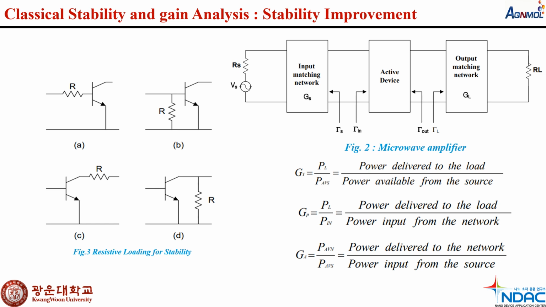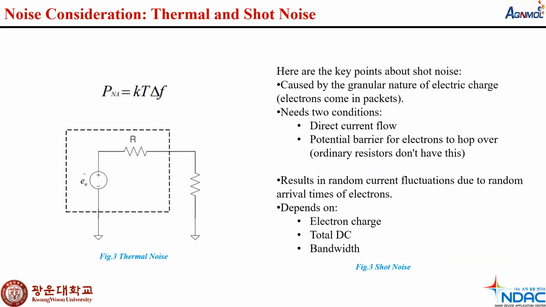Here we can see three formulas: one is GT, one is GP, one is GA. In this way we can measure or specify the stability improvement. So in terms of noise consideration, in this slide we will talk about thermal noise and shot noise.